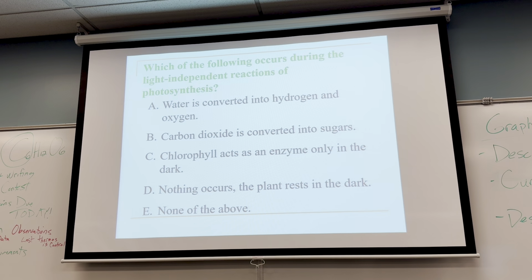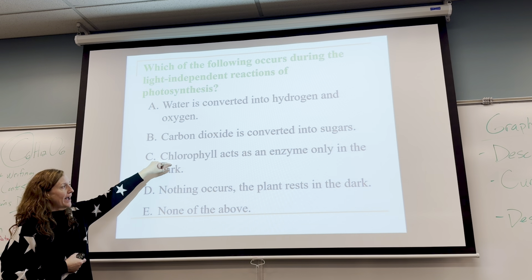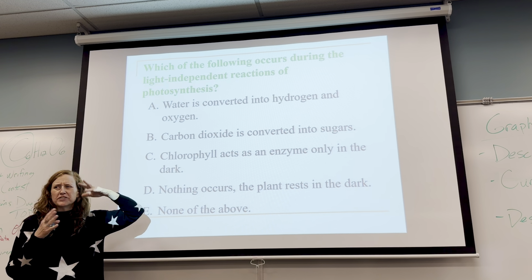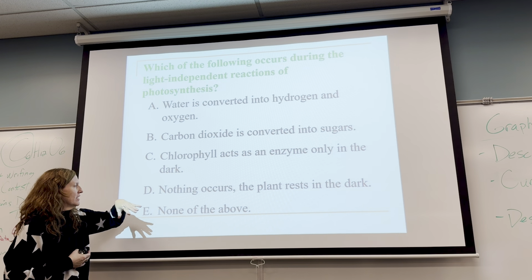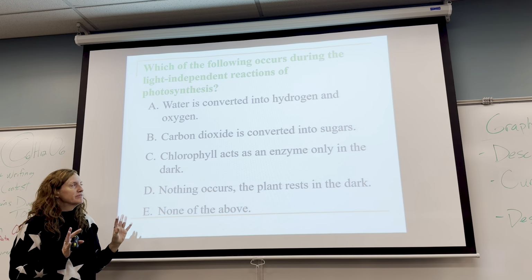Happens during the light-dependent reactions. Carbon dioxide is converted into sugars. Chlorophyll acts as an enzyme only in the dark. Chlorophyll is a light harvesting pigment. Nothing occurs, the plant rests in the dark. None of the above. Okay, good.